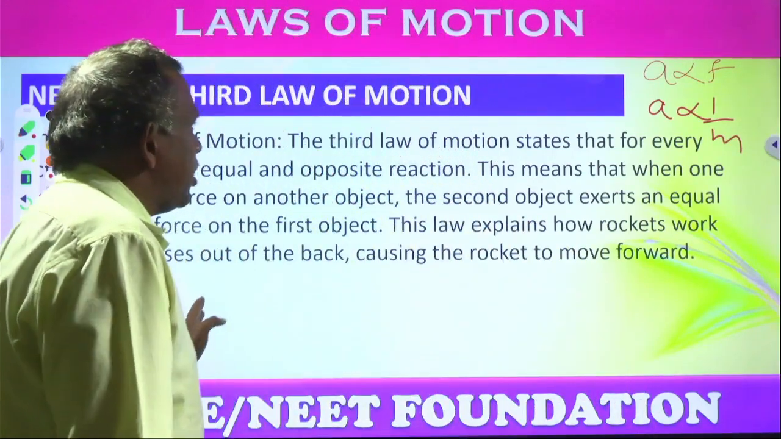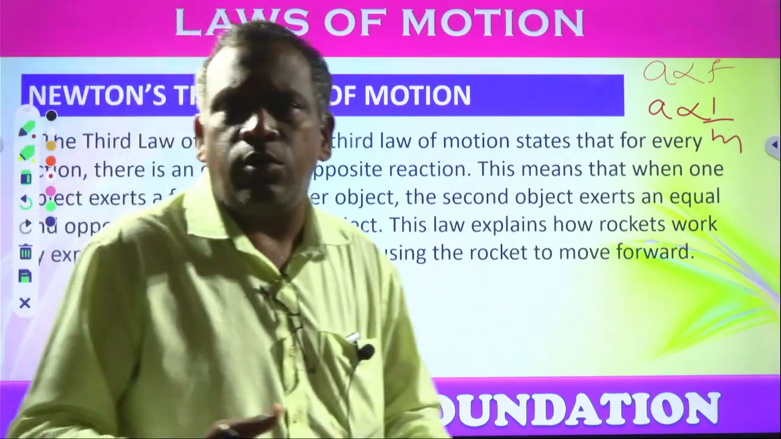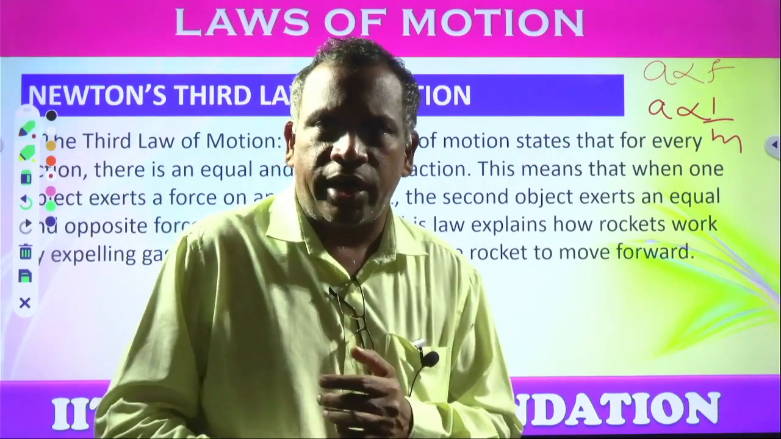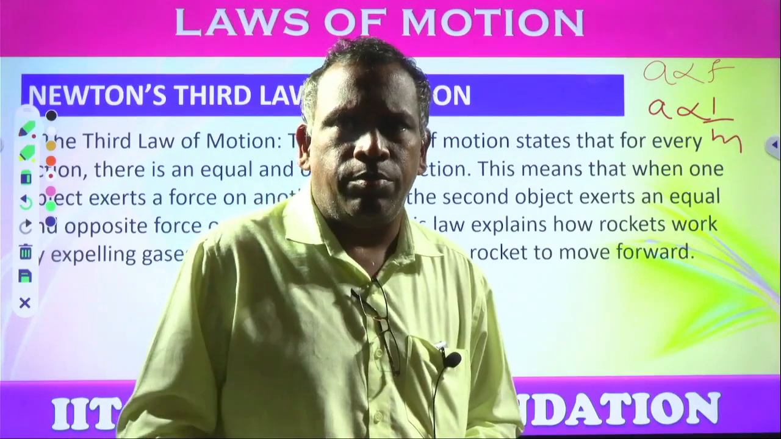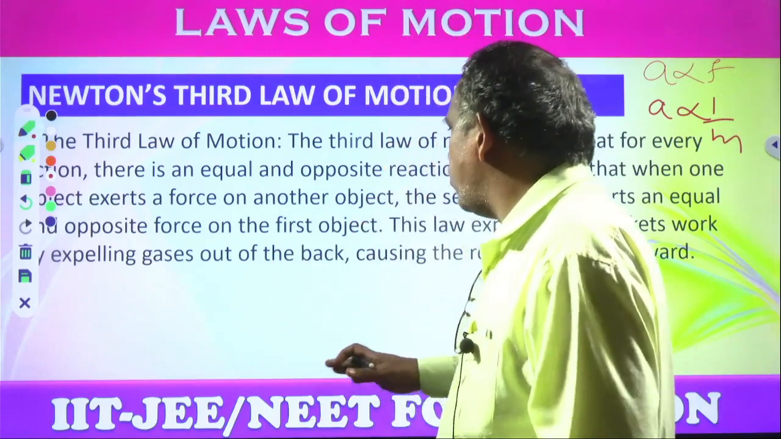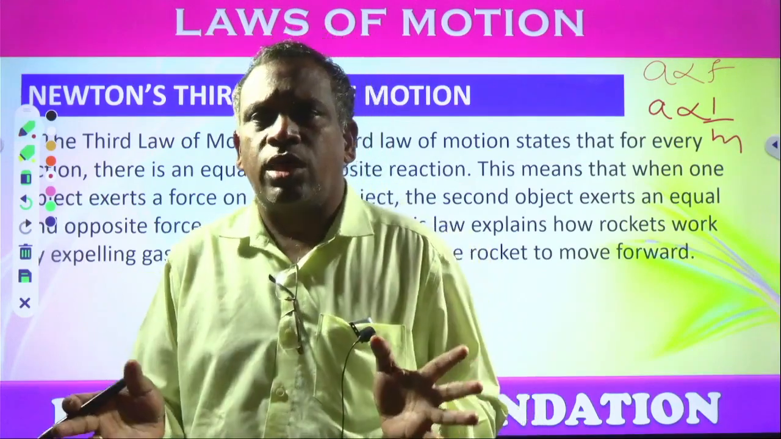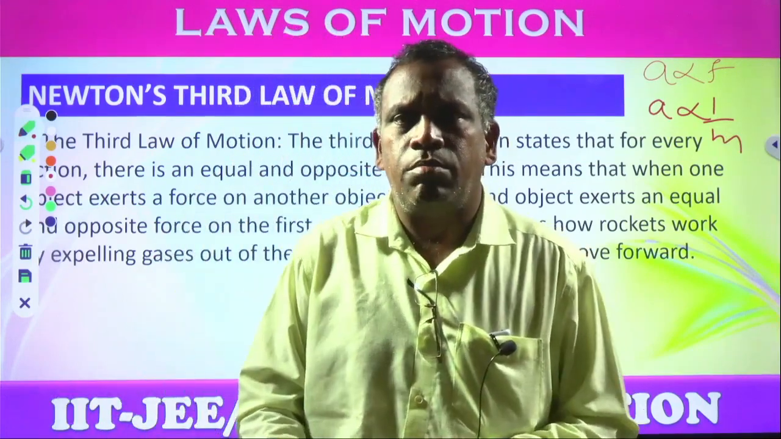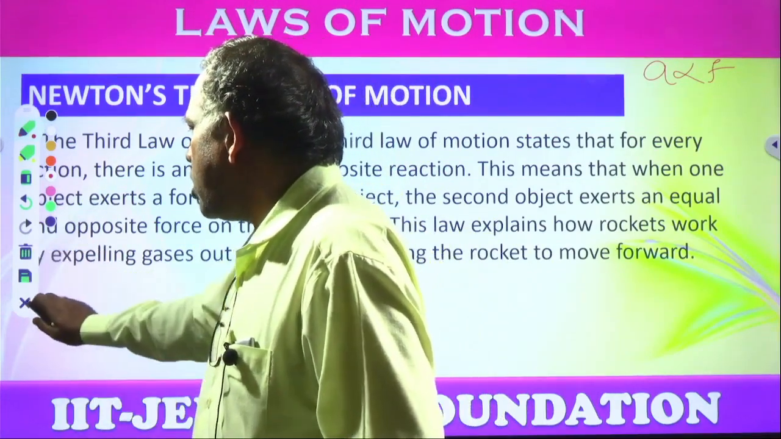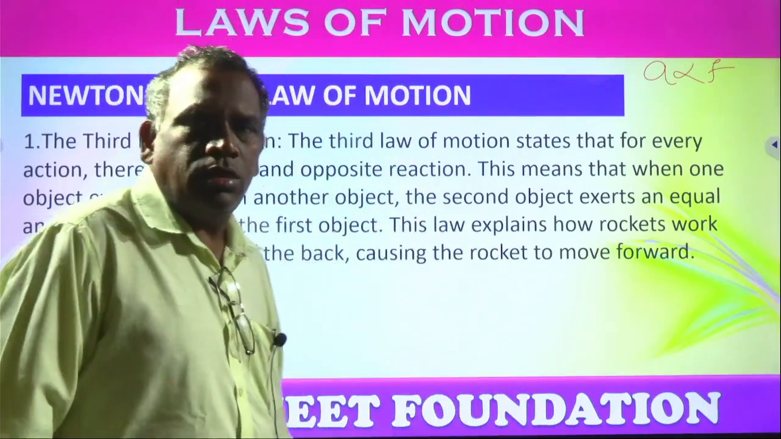Newton's third law of motion: for every action there is an equal and opposite reaction. This law is used exclusively in rockets. When a rocket is projected upwards, the gases which are burnt come out in the downward direction, and the rocket moves in the upward direction. So this is about Newton's laws and the gases escaping from the rocket.